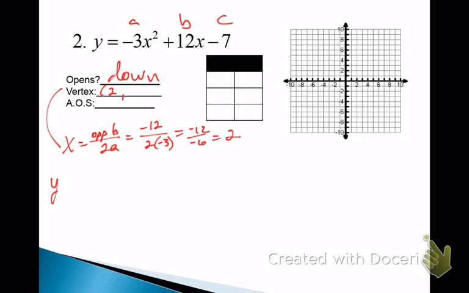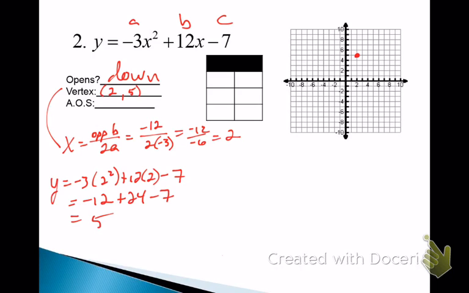So the x value of the vertex is 2. I'm going to plug that into the function to see what y is going to be, so I know where the point is. 2 squared is 4. 4 times negative 3 is negative 12. 12 times 2 is 24, minus 7. Negative 12 plus 24 is 12. 12 minus 7 is 5. So the vertex is going to be at 2 comma 5. I'm going to go plot that. 2 comma 5. I go right 2, up 5, and that's my vertex.